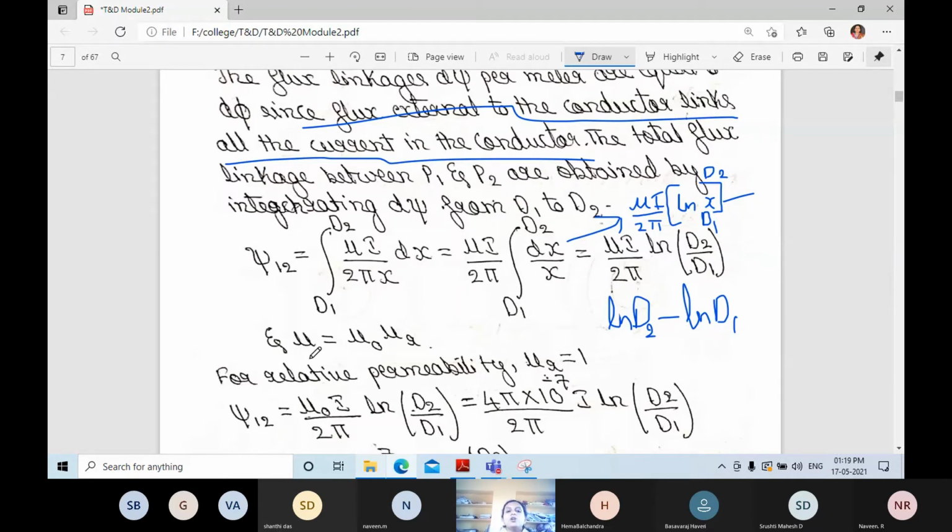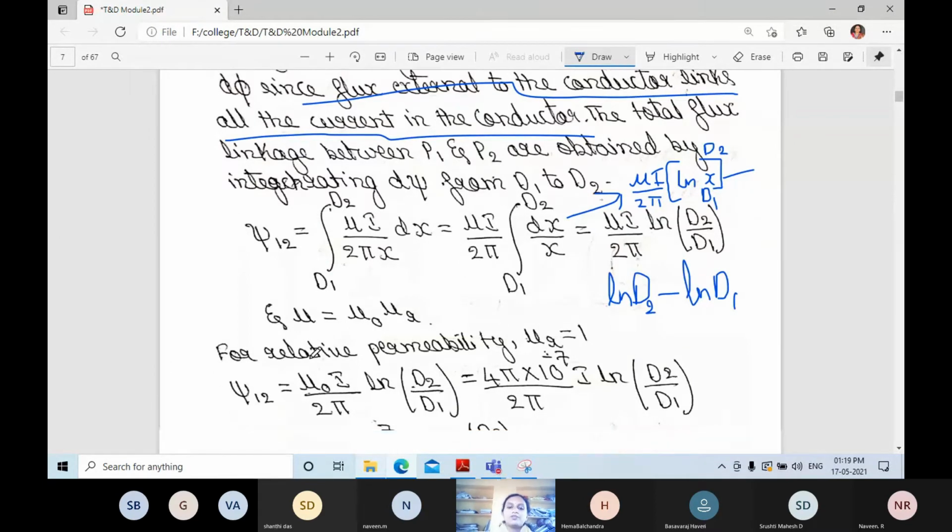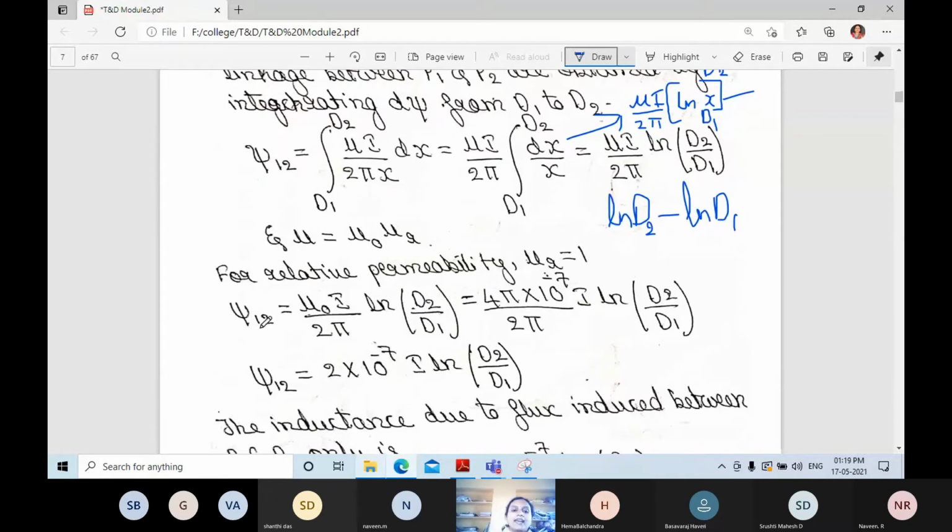And here mu is equal to what? Mu naught into mu r. Here mu r is the relative permeability, and mu r is equal to 1. So when you substitute, psi 1 2, from point 1 to 2, the external flux linkage, is mu naught into I divided by 2 pi ln d2 divided by d1. Mu r will become 1. So what is the value of mu naught?